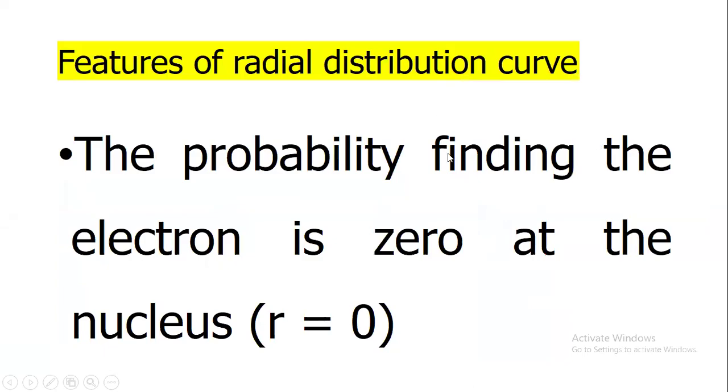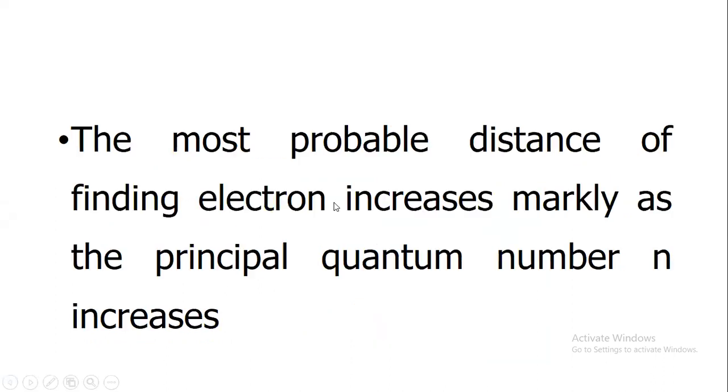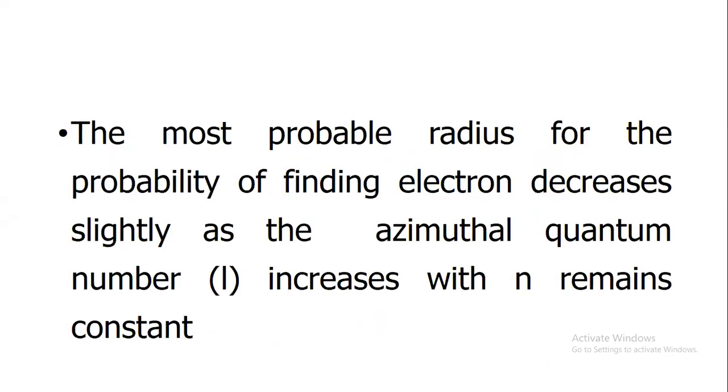Features of the distribution curve: the probability of finding the electron is 0 at the nucleus, r equal to 0. The most probable distance of finding electrons increases markedly as the principal quantum number n increases. The most probable distance r for finding the electron decreases slightly as the azimuthal quantum number L increases and n remains constant.